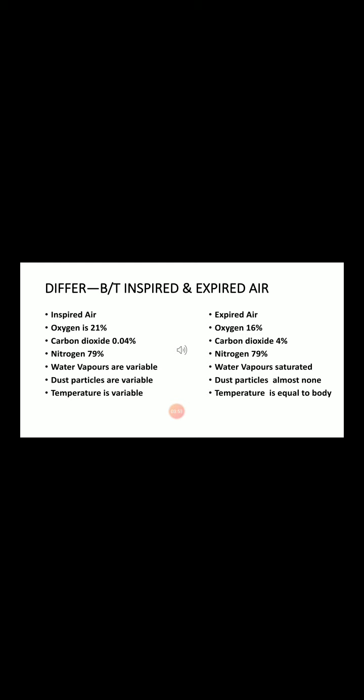Nitrogen remains the same, 79%. Water vapors are variable in the air, but in the expired air, water vapors are more. It is saturated. Dust particles are variable in the inspired air, but the dust particles are almost none in the expired air. There is another difference of temperature. Temperature is variable in case of inspired air, but expired air has the temperature equal to body temperature, which is 37 degrees centigrade, the human body temperature.